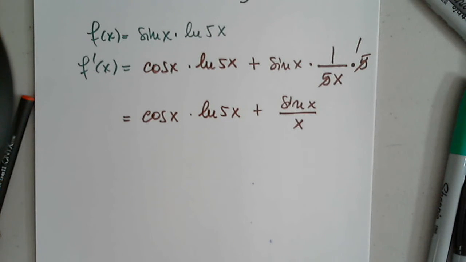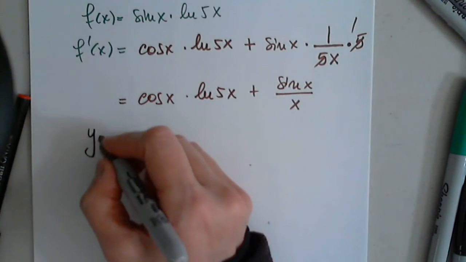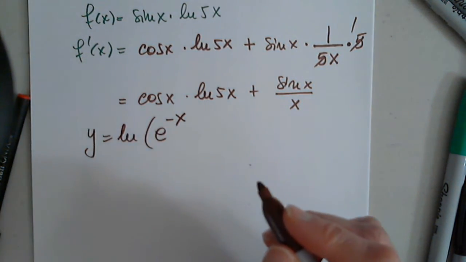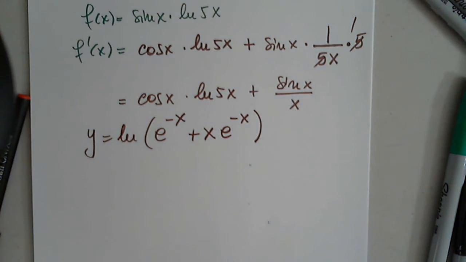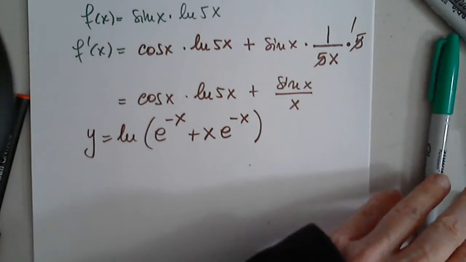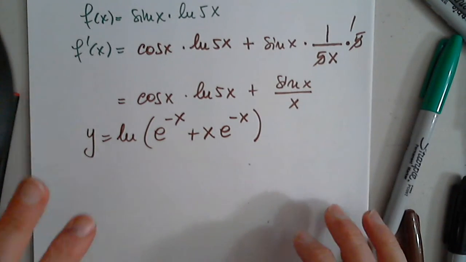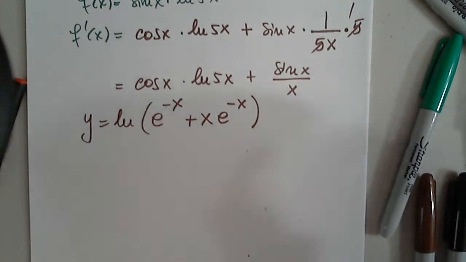Okay. Let's look at another. Let's say y equals natural log of e to negative x plus x e to negative x. Because this happened at the beginning. Can everyone see this? Is it clear enough for everyone? Yes, it's good. Okay, sorry about that. I don't know why that glitch happened at the beginning.